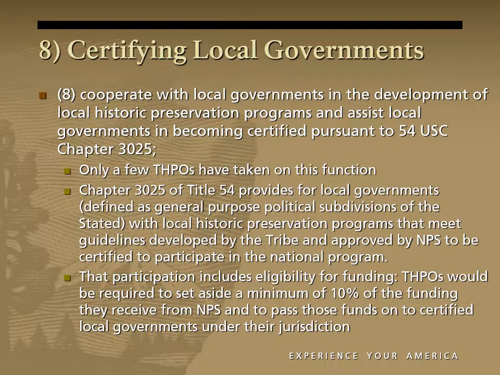Certifying a local government to participate in the national program includes eligibility for funding. THPOs would be required to set aside a minimum of 10% of the funding they receive from the National Park Service and to pass those funds on to certified local governments under their jurisdiction if they choose to take on this function.